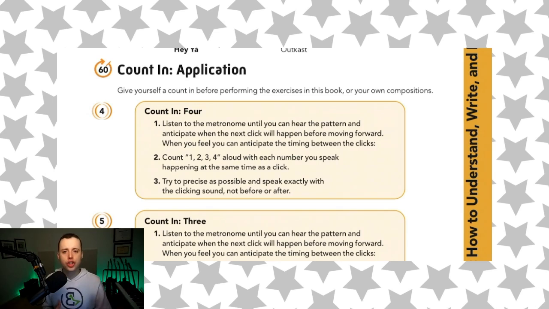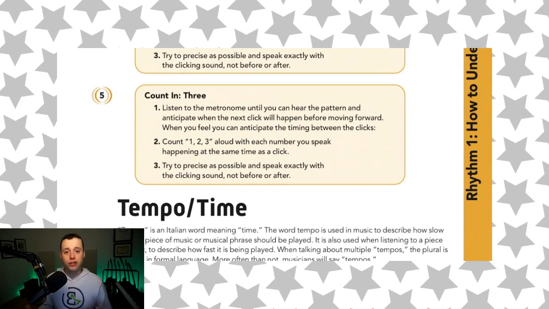1, 2, 3, 4. To count into 3, we're going to follow the same process. We're going to listen to the metronome until we can anticipate when the next click is going to happen. So listen. Once you feel like you can anticipate and feel when that next click is going to happen, you're going to count 1, 2, 3, along with the metronome, with each number lining up with a click, like this.